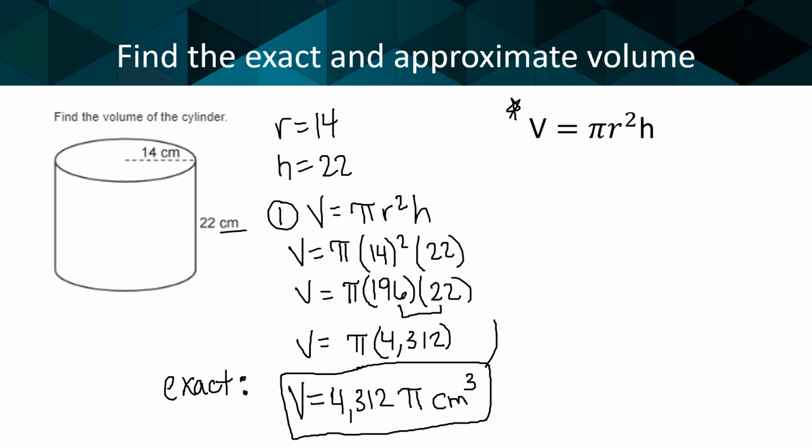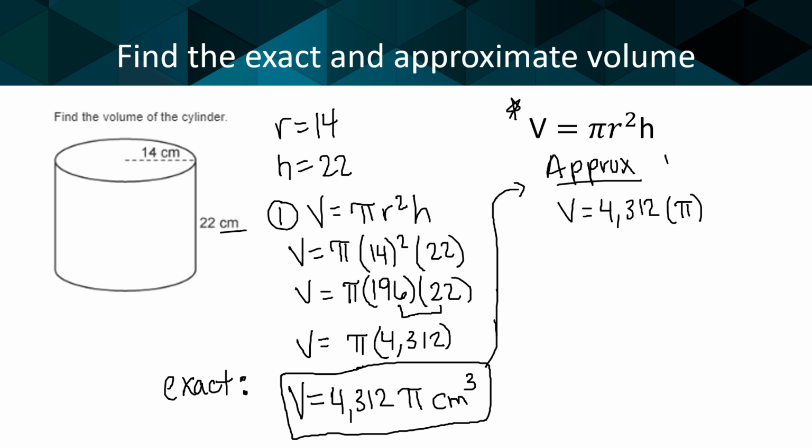Now let's get our approximate answer. All right, so for the approximate answer, I'm going to rewrite my exact answer. I'm going to start there. Volume equals 4,312 times pi. Now I need to let pi, you know what? I shouldn't write it like that yet. Hold on. Let me just get rid of these parentheses. There we go. Now, I need to let pi equal 3.14. So I'm going to replace pi with 3.14 in my equation.